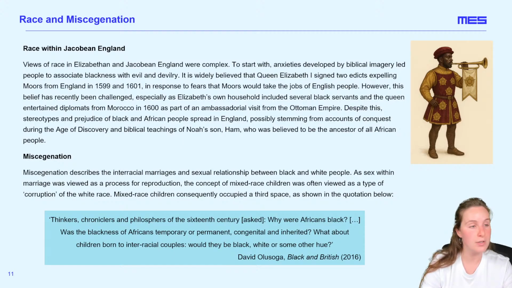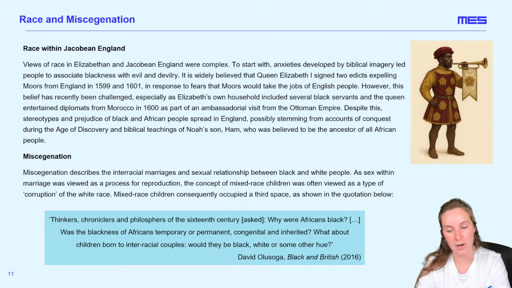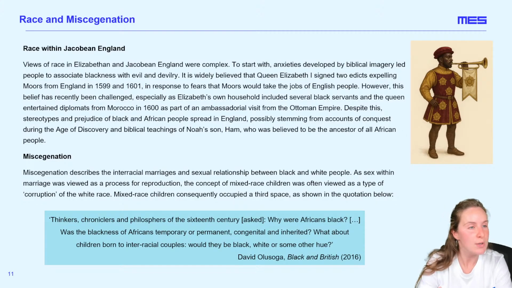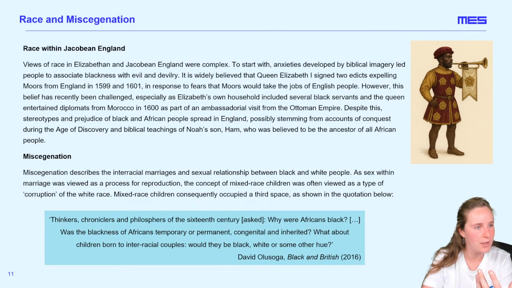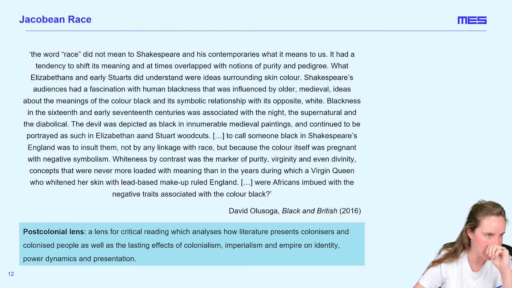This is David Olusoga's amazing Black and British. Thinkers, chroniclers, and philosophers of the 16th century asked, why were Africans black? Was the blackness of Africans temporary or permanent, congenital and inherited? What about children born to interracial couples? Would they be black, white, or some other hue? So literally this dehumanization of children of interracial marriages or couplings, and thinking about race as something that could be passed on and that didn't mix within and continue lines, but rather disrupted inheritance.